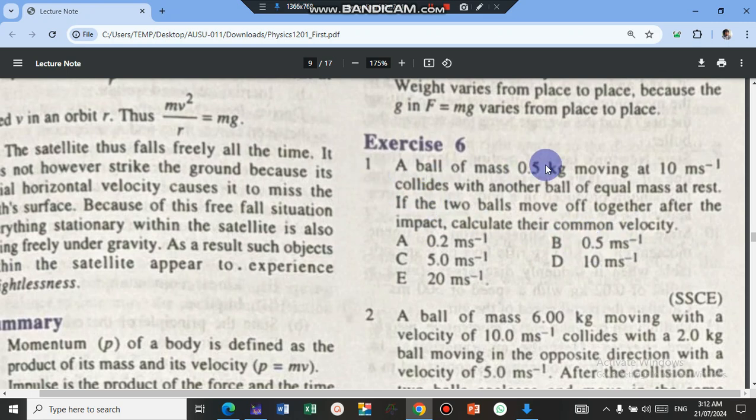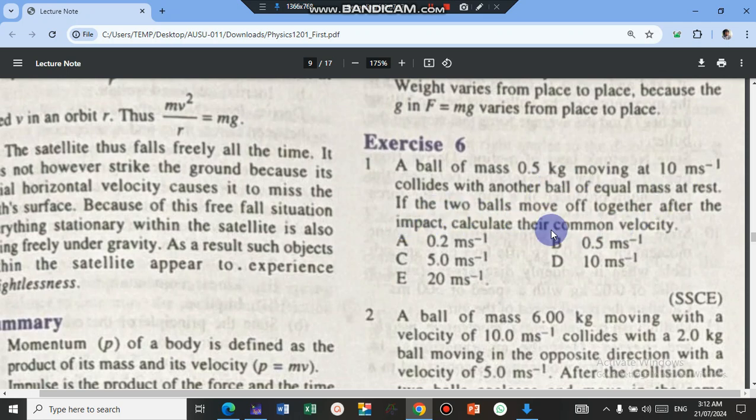Okay, here is what you should do. Initially, the first ball is moving with this velocity, so its momentum will be 0.5 times 10, which gives you 5. The second ball was at rest, so it has 0 momentum. So the momentum of the first ball plus the momentum of the second ball is 5 plus 0, which is 5. So 5 is the momentum before collision, 5 kilogram meters per second.